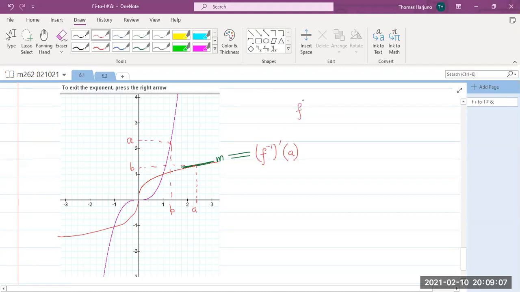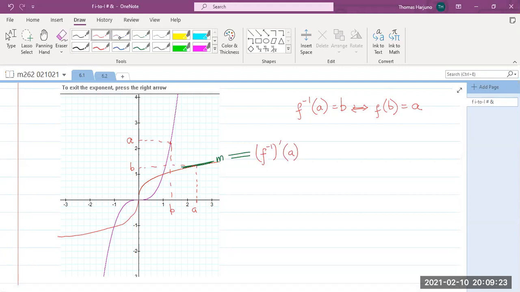Okay, f inverse of A equals B implies f of B equals A. Is it okay? Now, because of the inversing property, the slope must be the reciprocal all the time. The slope here, the one in blue, must be the reciprocal of the green one.